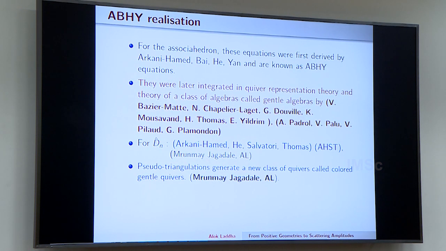Yeah, it turns out, since you asked, that we discovered a new class of quivers and corresponding representation theory, which we just call colored gentle quivers, in the case of the pseudo triangulations, which some mathematicians were not interested in before, so they didn't find them.